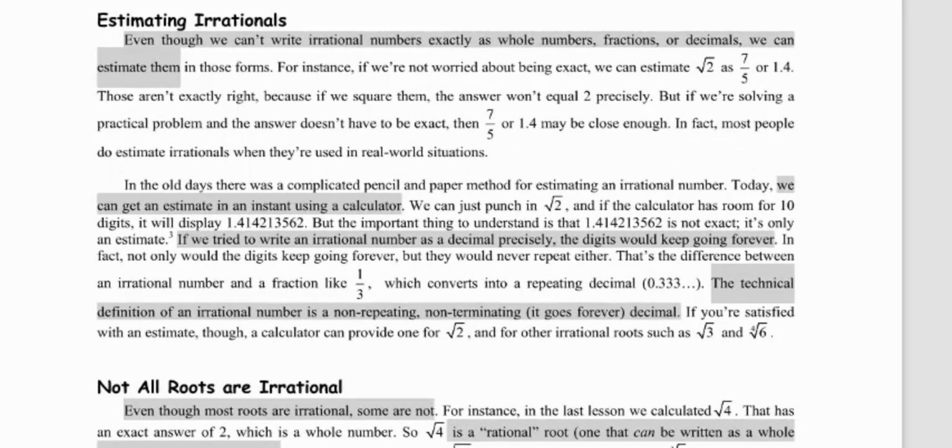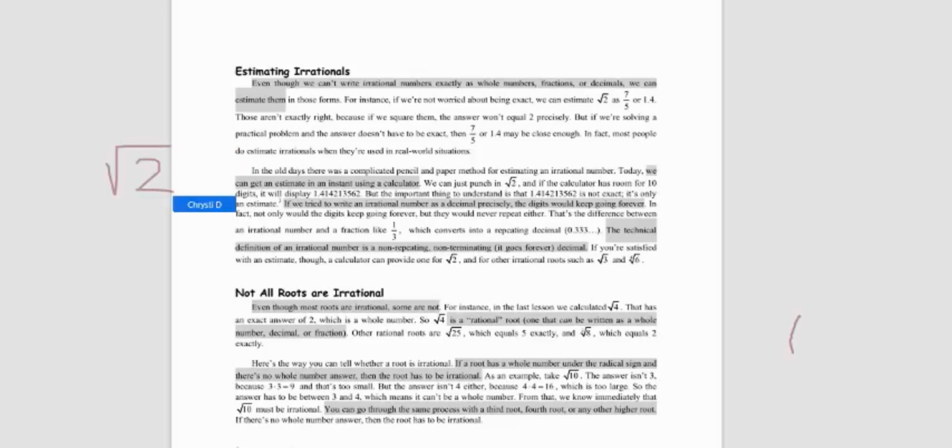How do we estimate irrational numbers? So square root of 2. Well, if we think of squared numbers, we have 1 squared and 2 squared. 1 squared is 1, 2 squared is 4. So 1 times 1 is 1, 2 times 2 is 4. So we know that the square root of 2 has to be 1 point something because it's between 1 and 2. And it's probably closer to the lower half of 1, because 2 is closer to 1 than it is to 4.